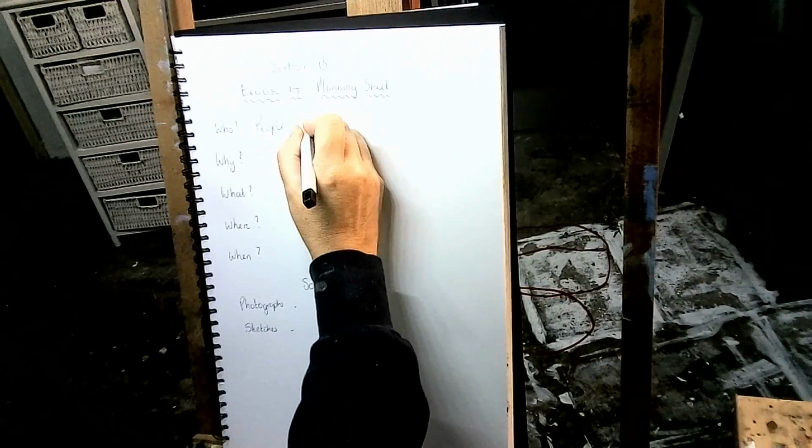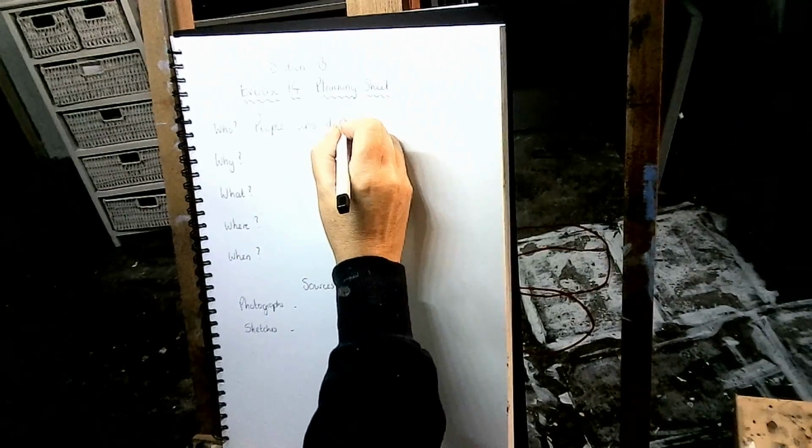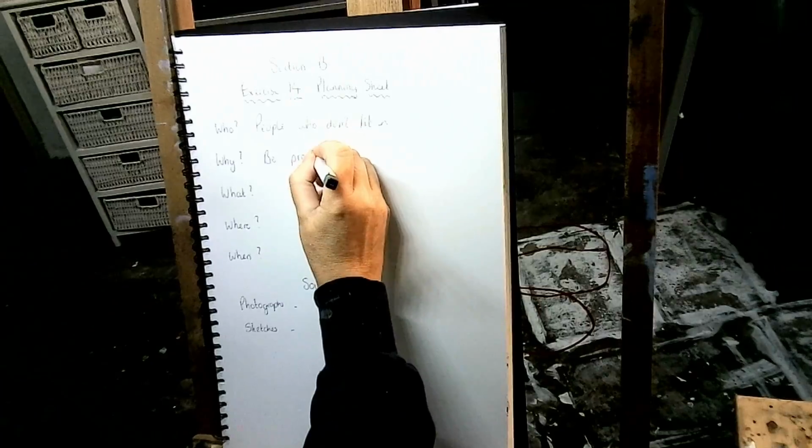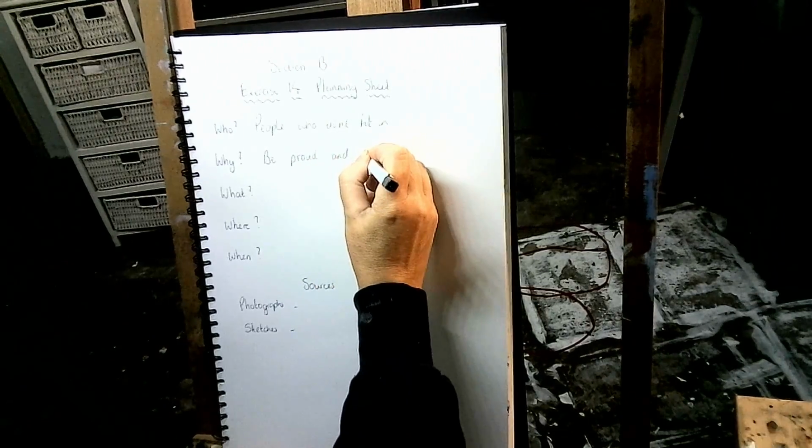I've already just run through everything we're going to be putting onto the planning sheet. Let's just write it all down now. So, who is people who don't fit in? Why? Why am I painting it? Be proud and different. That's all I need to write there. I don't need to write a whole essay or anything. That tells me why it's about being proud and different.